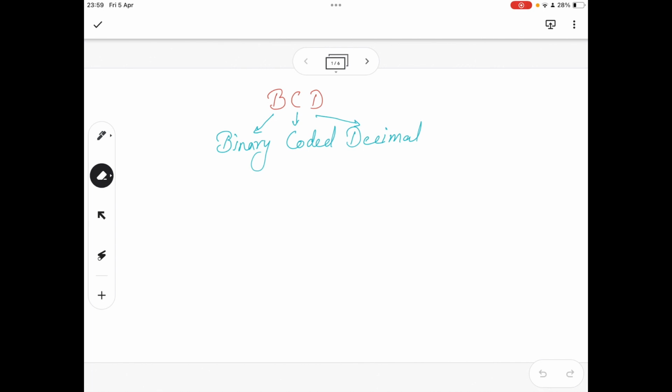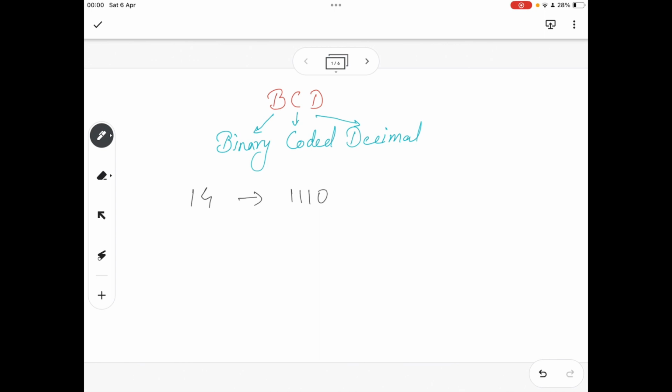But if I take a number like 14 and try to convert it into binary code, it becomes difficult for us, because 14 in binary is 1110, right? Because it's a small number, it's easier for us to remember and do, but when it becomes a larger number, it becomes difficult. So binary coded decimal is like a cheat code for your computer.